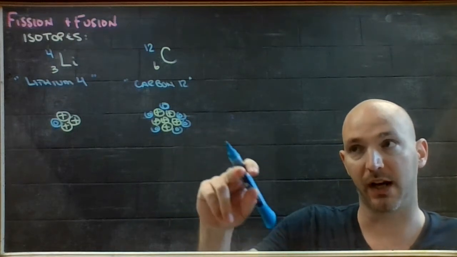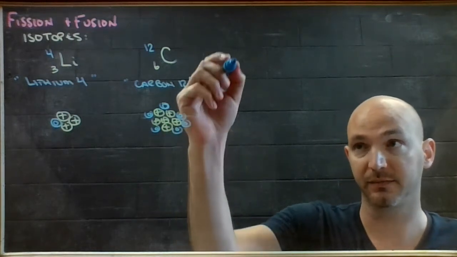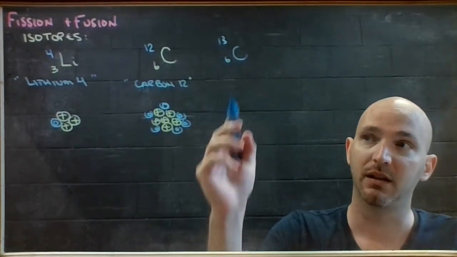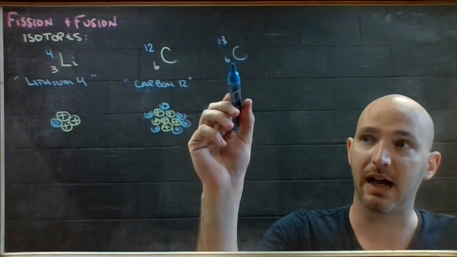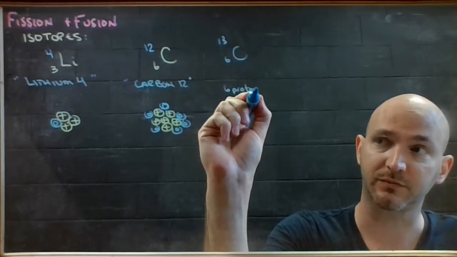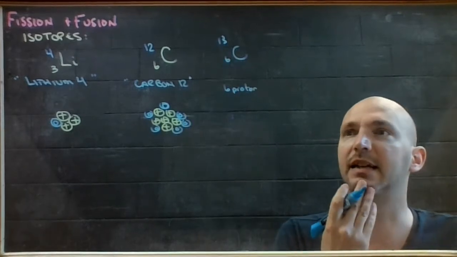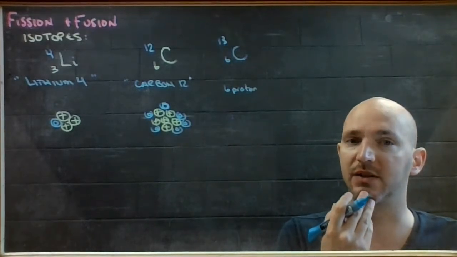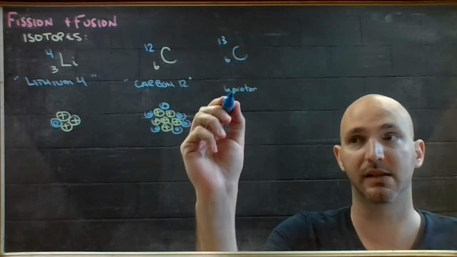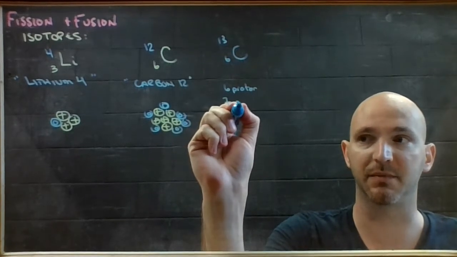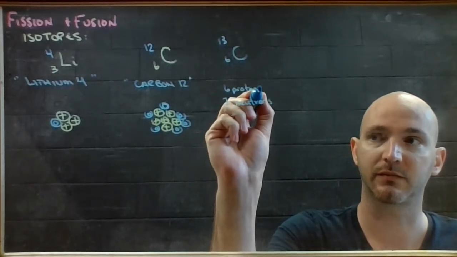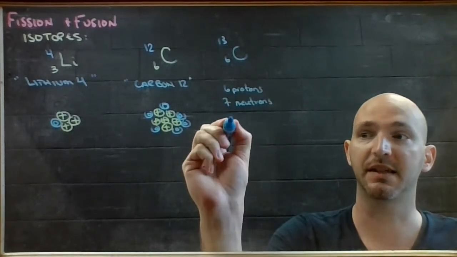The next one up, carbon-13, so C13-6. That thing there has 6 protons. You can see in the notation there. And it has 13 particles in its nucleus. So if 6 of those 13 are protons, then 7 must be neutrons. This one is also stable.